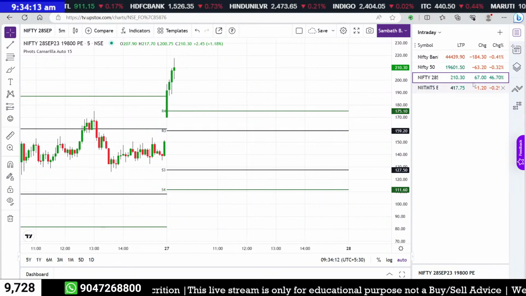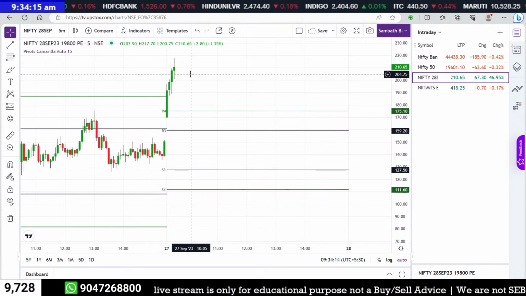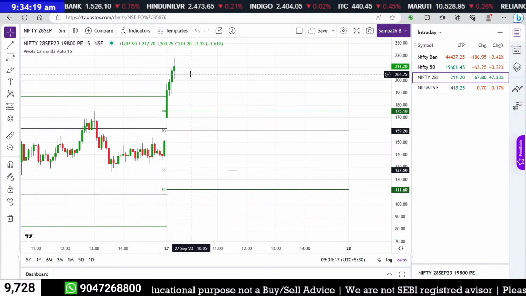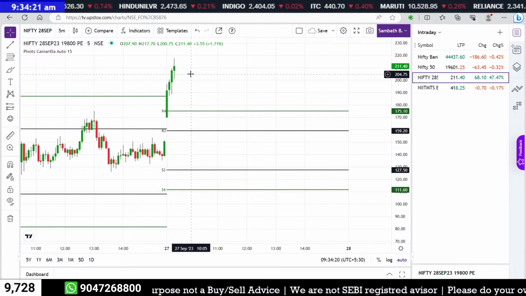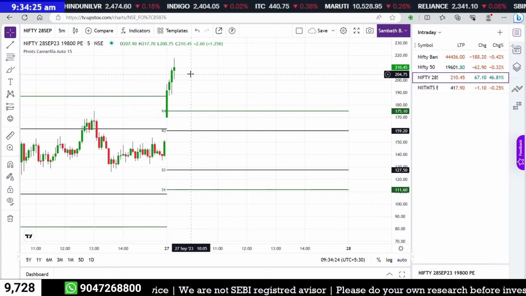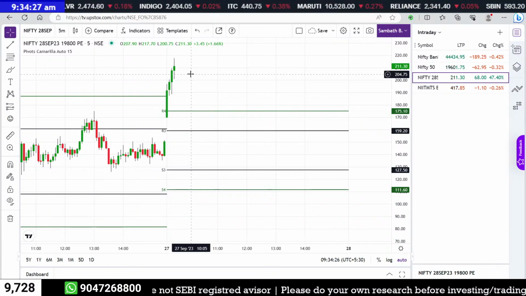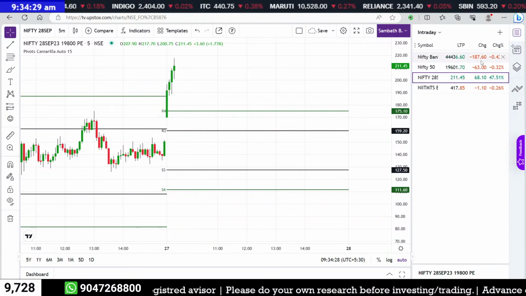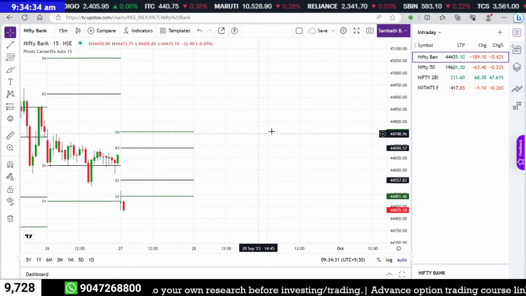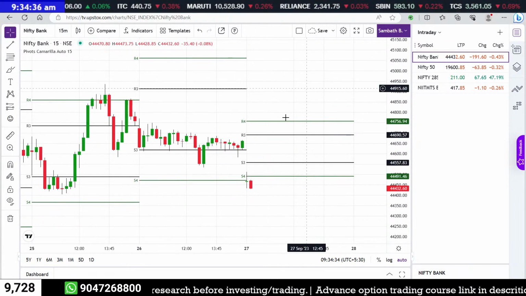So look at that option, 210, which made a new high of 270. So maybe more than 25 points of Nifty premium increase from our tracking. On the put side, and Bank Nifty is almost 200 points down. If Bank Nifty goes below 44,400, we can look for a downside. And the first candle should be at the open.